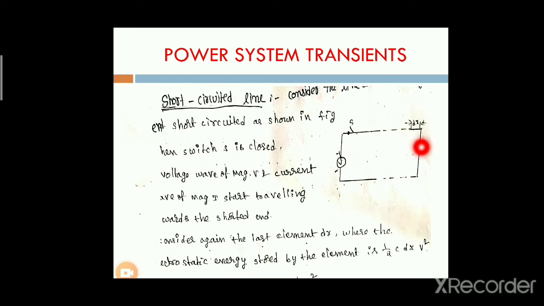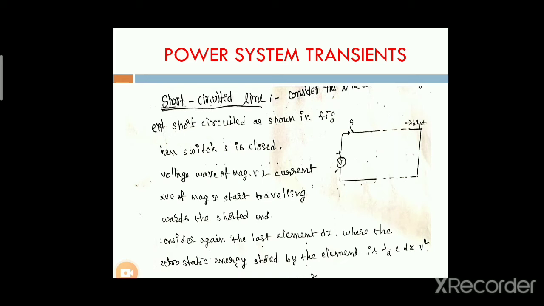Therefore, the voltage wave of magnitude V and the current wave of magnitude I start traveling towards the short circuited end.